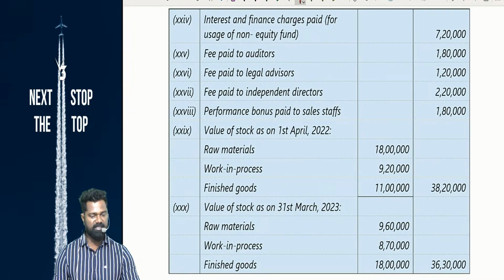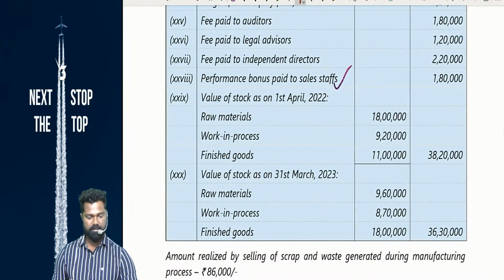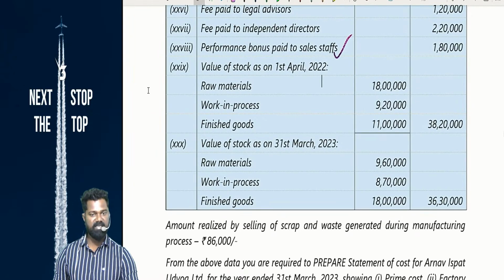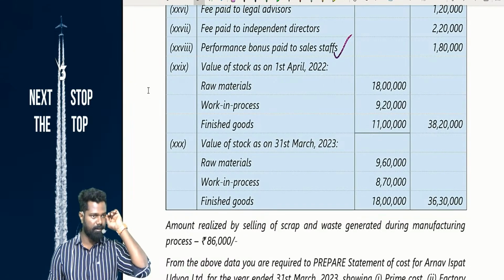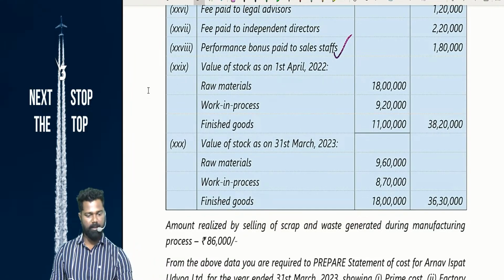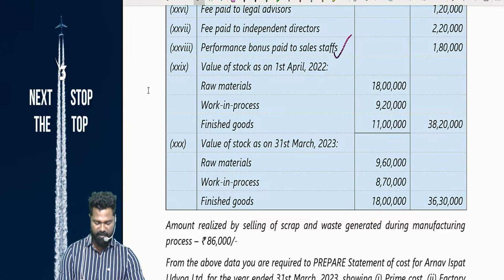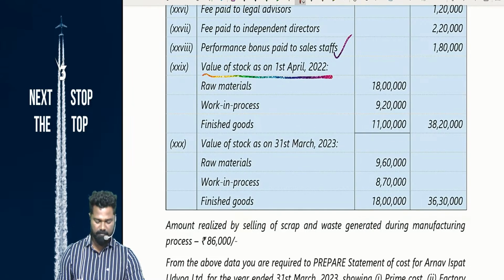Next, performance bonus paid to sales staff. Selling and distribution. Yes or no? Sales staff, right? Where does sales happen? Admin, factory or selling and distribution? Okay, then tell me. Be confident. Value of closing stock.